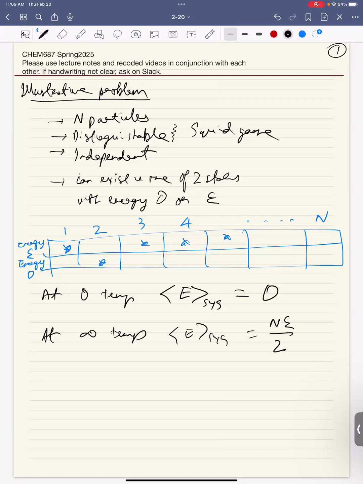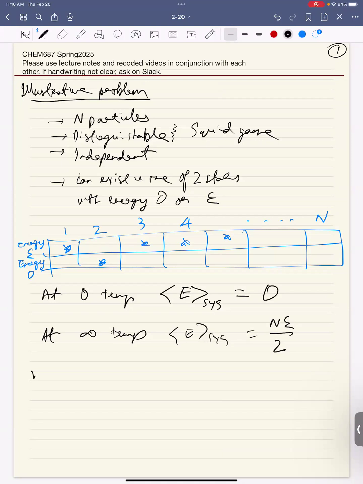What we are going to do next today is to actually derive an expression. So these are the two limits, at 0 temperature, at infinite temperature. But then the question is, what happens at finite temperature? How does it change? How does it go from 0 to n epsilon by 2? Is it just some monotonic behavior, or is some complicated behavior that goes on? Does entropy play a role? What goes on?